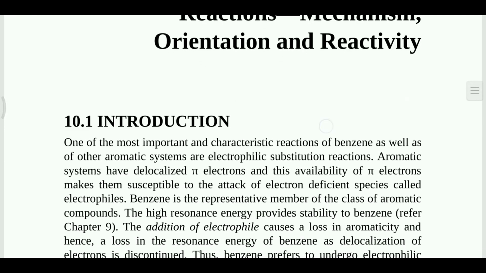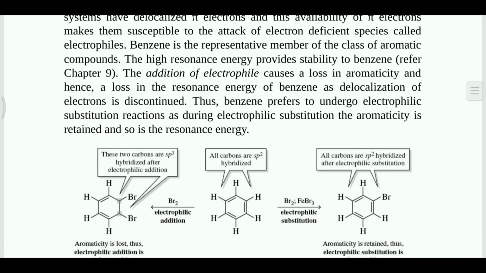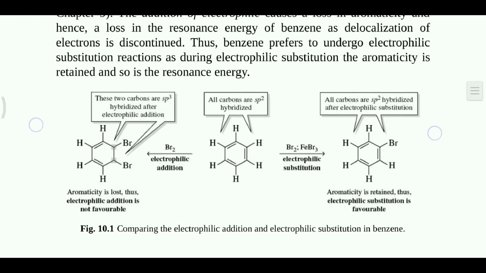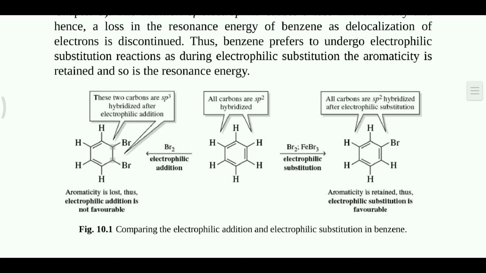See here. In that structure, you can see that in the middle there is the structure of benzene. All the carbons are sp2 hybridized. Yes, they all have 6 hydrogen atoms. All have double bonds. All our carbons are sp2 hybridized.